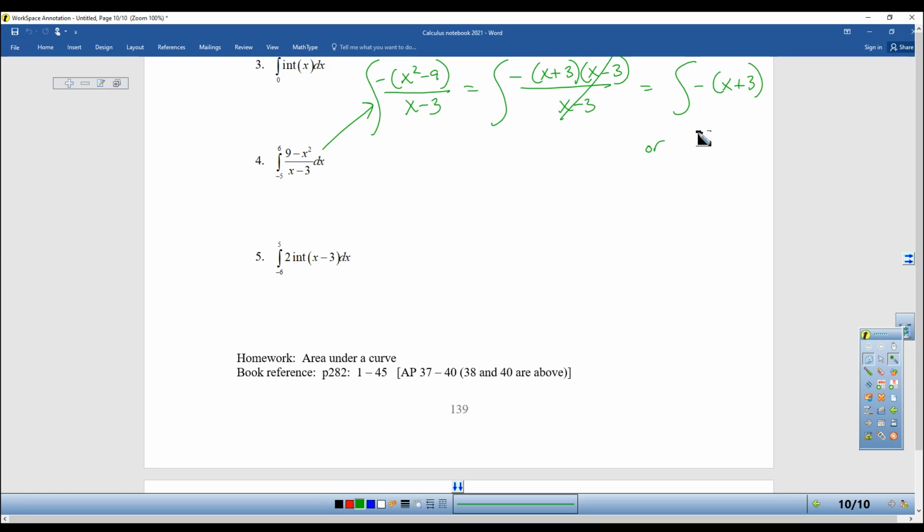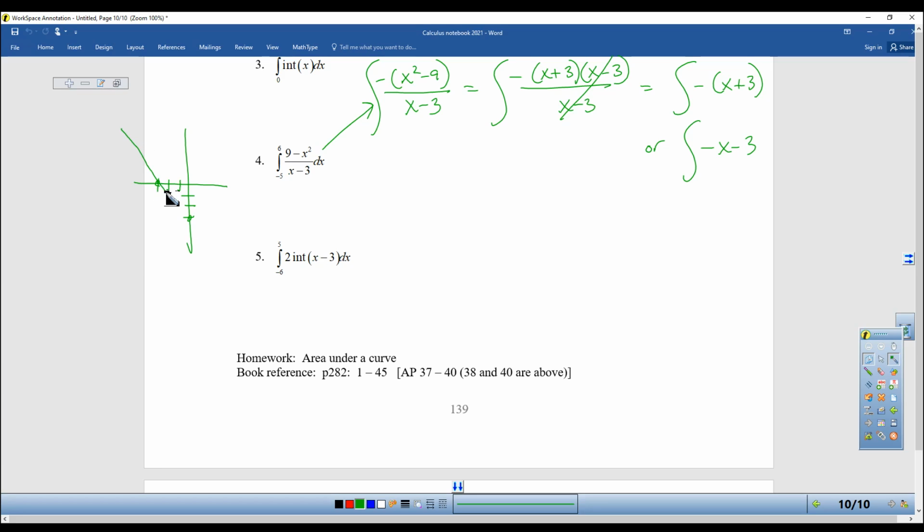Or you could do the integral of negative x minus 3. Graphically, what does this look like? This is a line now, negative x minus 3.